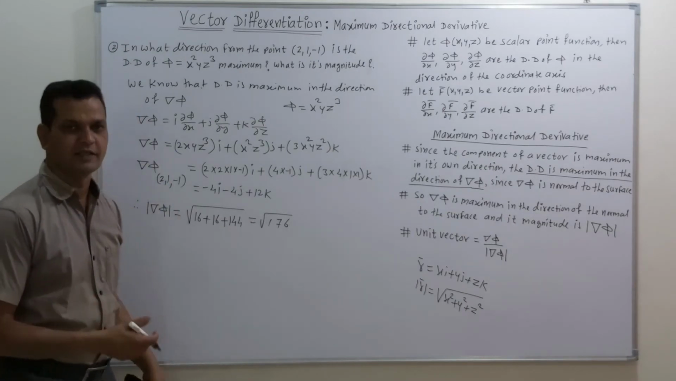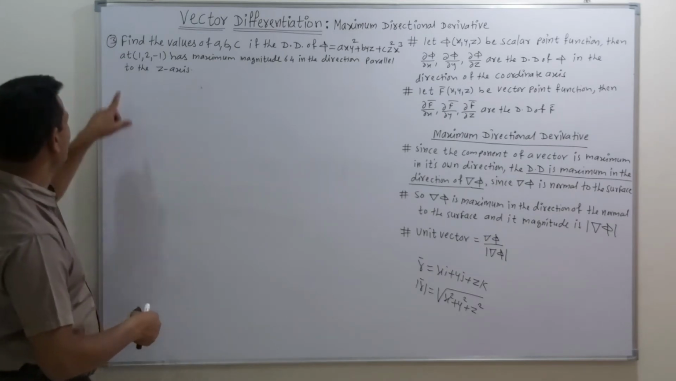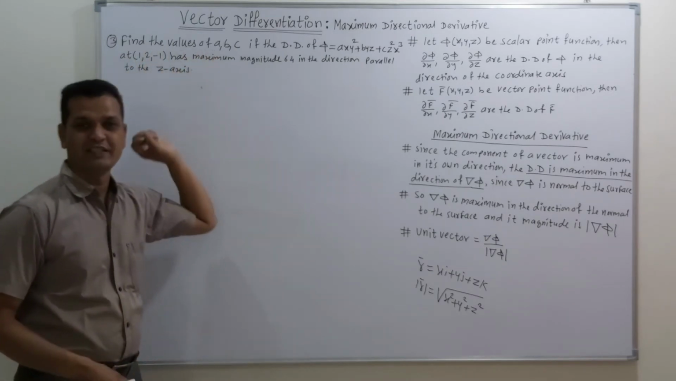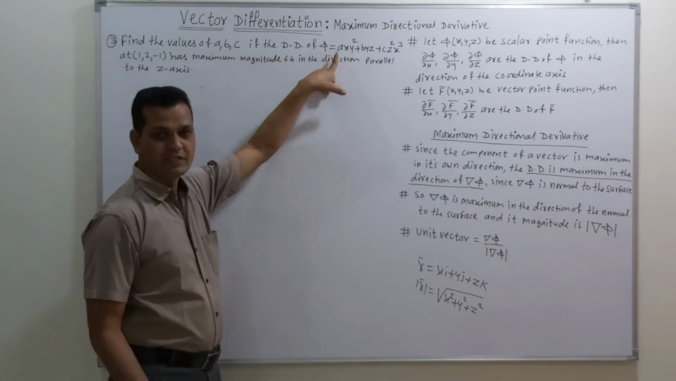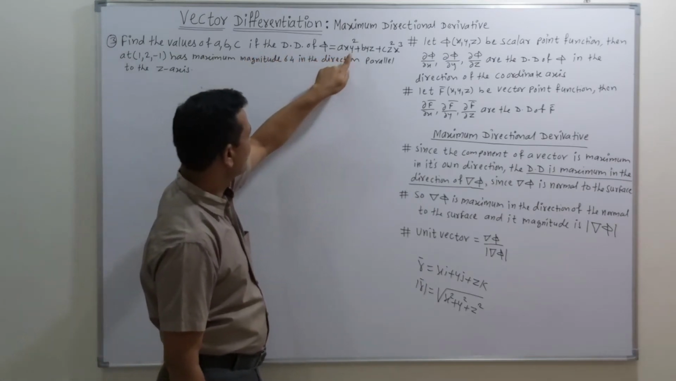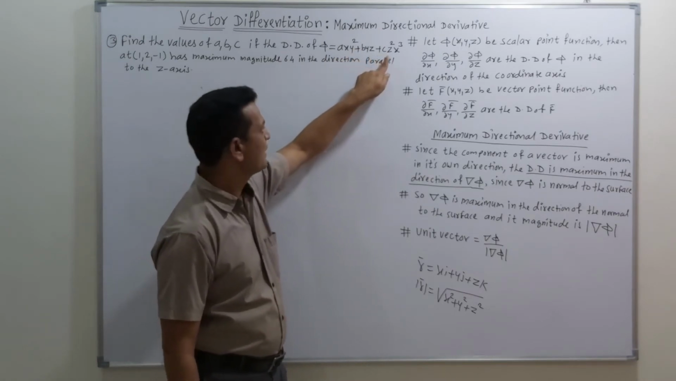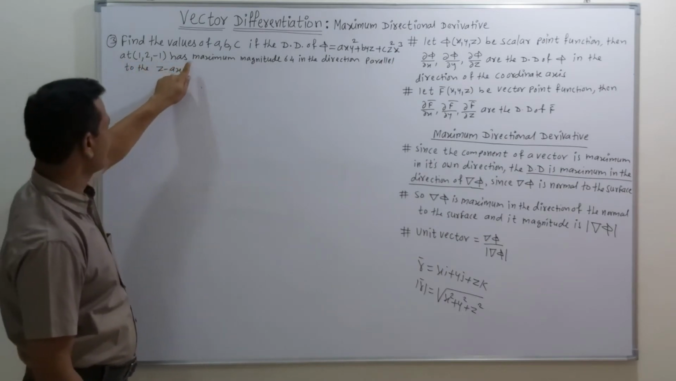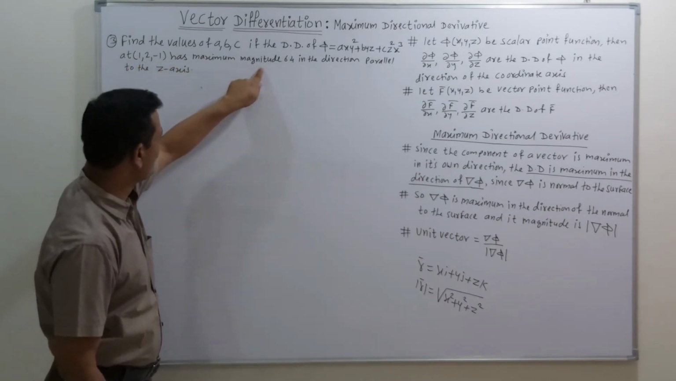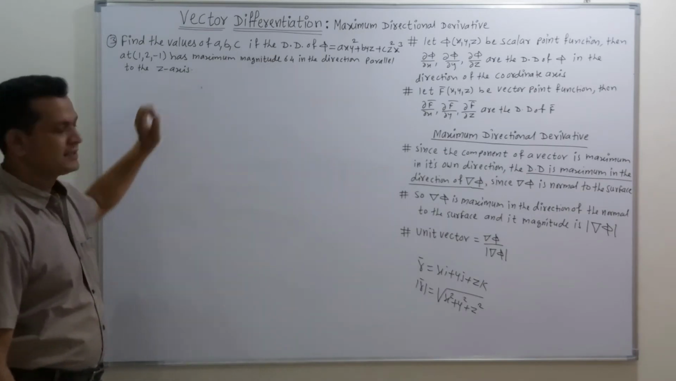Now let's take the third example. Friends, here the third example is: find the value of constants a, b, c if the directional derivative of phi, which is defined as a x y square plus b y z plus c z square x cube, at the point 1, 2, minus 1 has maximum magnitude 64 in the direction parallel to the z axis.